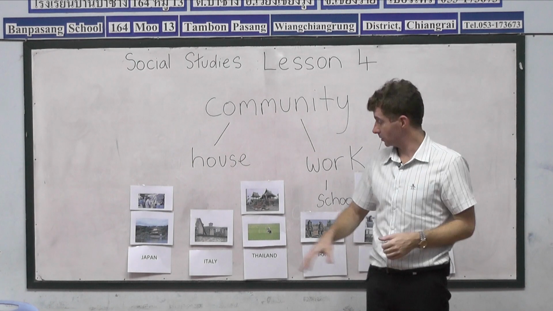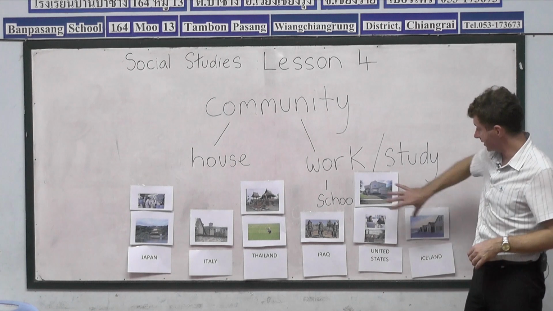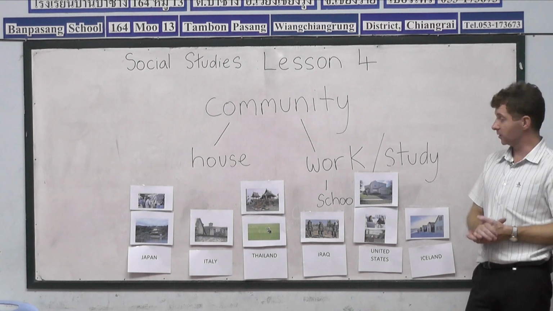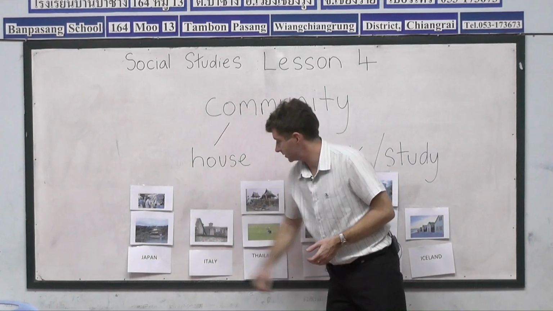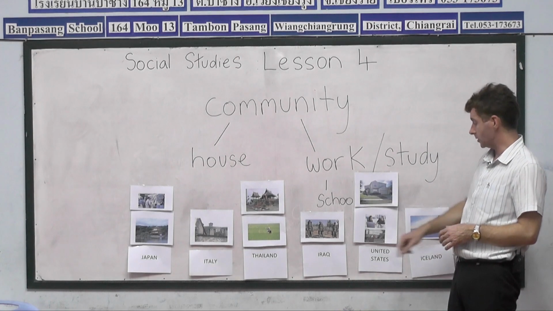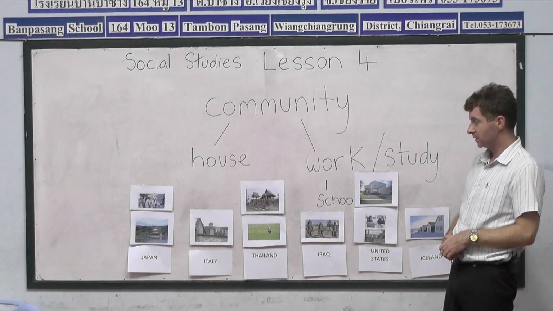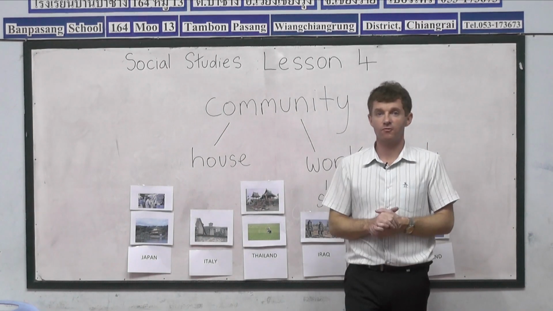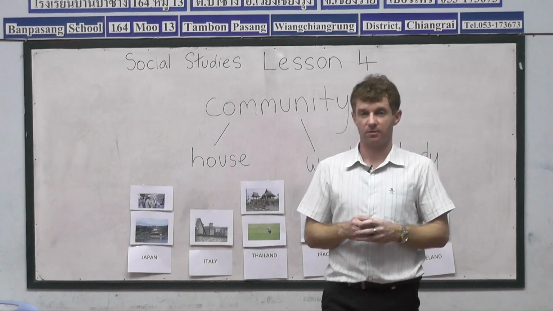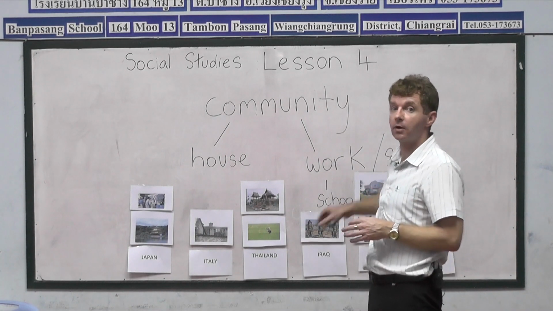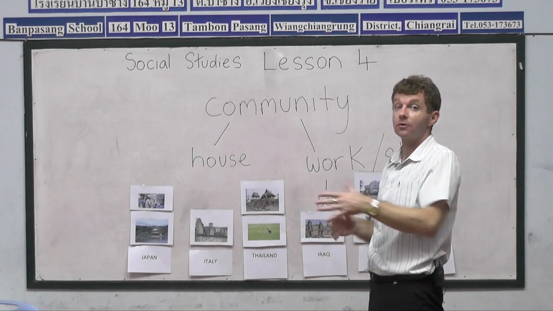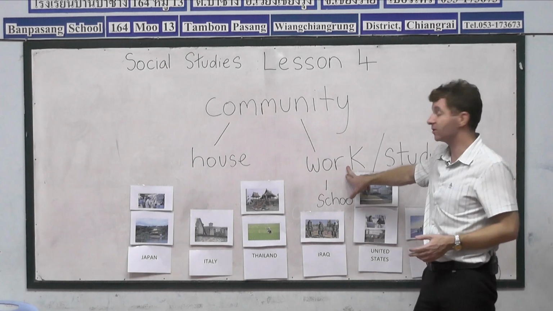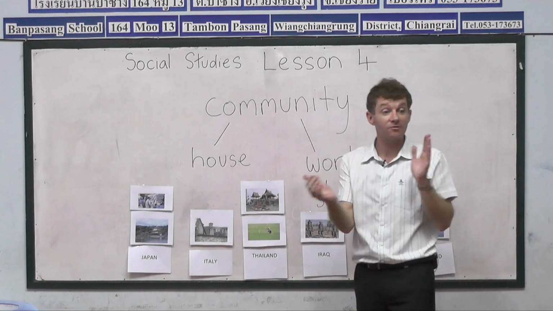So you see, guys, look at the different countries. Look how they're different. Different communities. Look how different Japan is to United States. But then when you look at Thailand and Japan, maybe not so much different because they're both in Asia. But it just shows you around the world how the different places or countries have different types of houses and different types of work. But well done, guys. Round of applause.